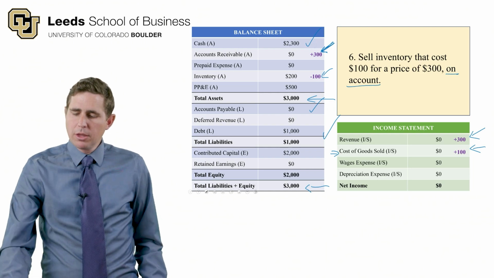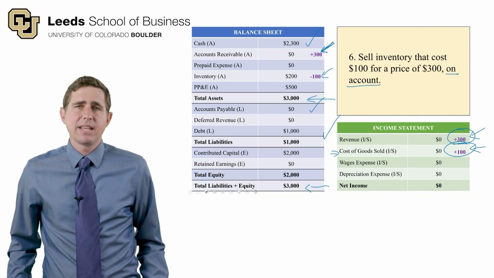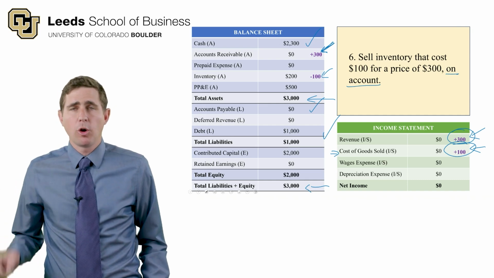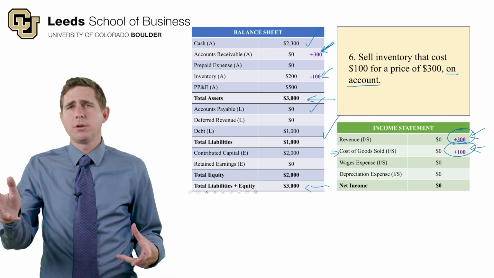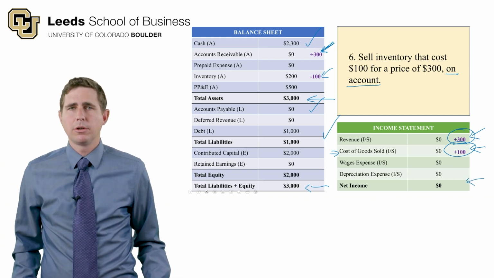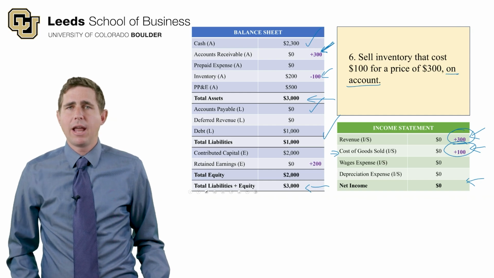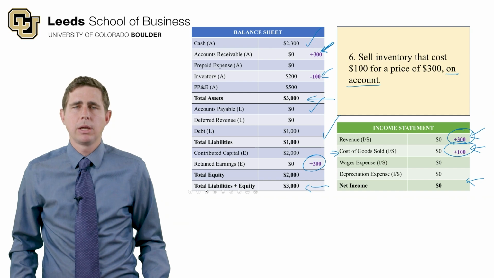Okay, the $300 of revenue and the $100 of cost of goods sold, that is a profit of $200. Hopefully you can get there intuitively, right? We sell something for $300, it cost us $100, our profit is $200. That's going to be the effect on net income, isn't it? $200. So in our transaction analysis, we need to make sure to put that $200 into retained earnings.